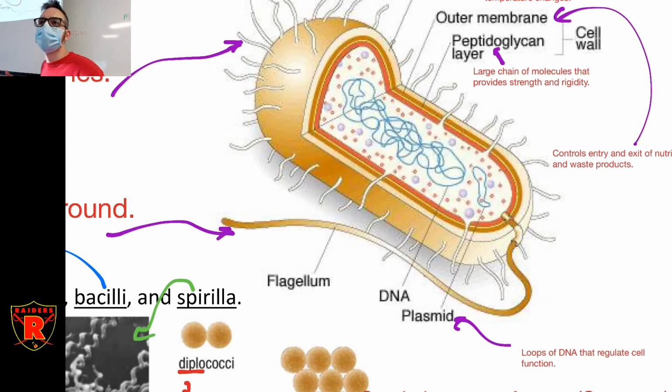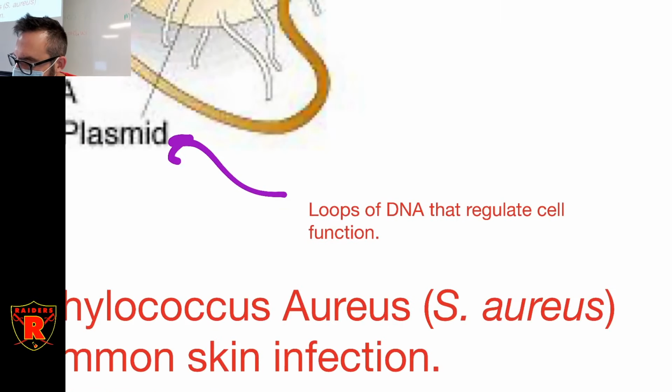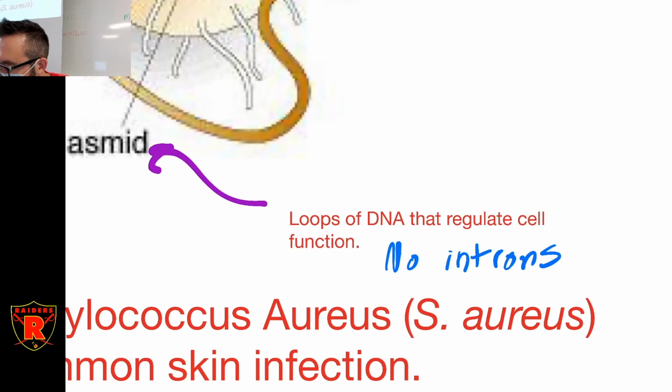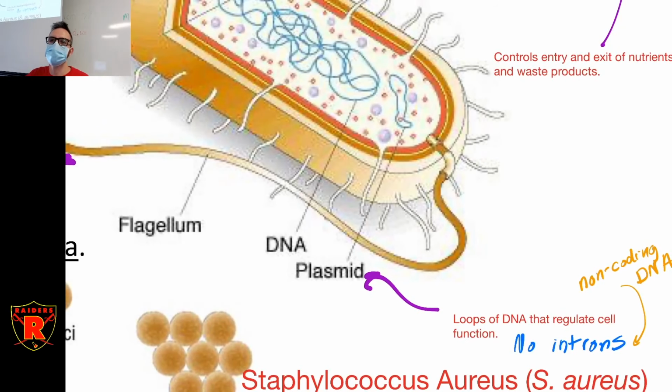Question? What is it called again? When they have extra DNA? Introns. How do you spell that? I'm going to add it right here. Loops of DNA that regulate cell function. No introns. This is non-coding DNA. So again, that's specific to bacteria. Archaea do have introns.